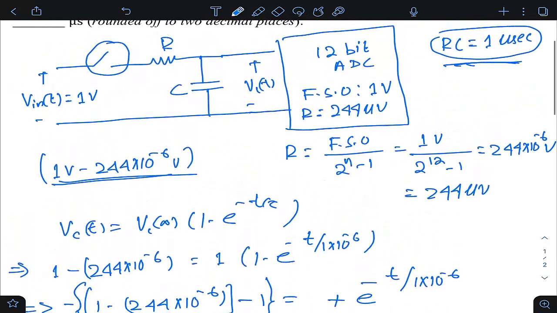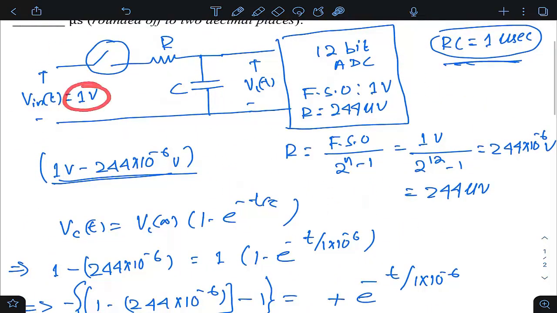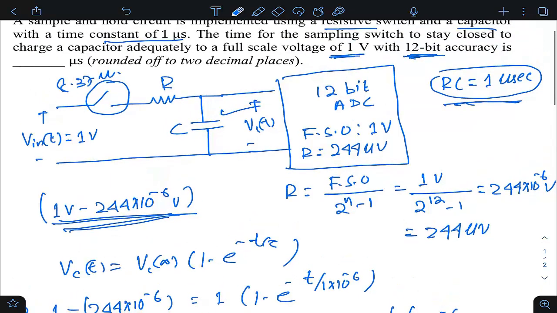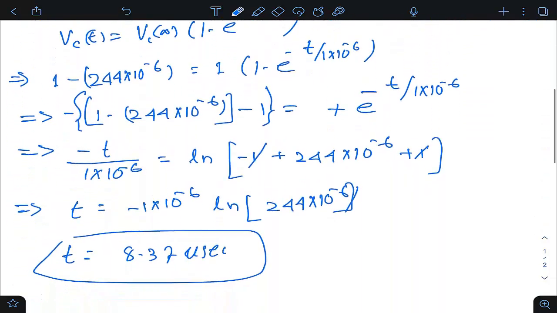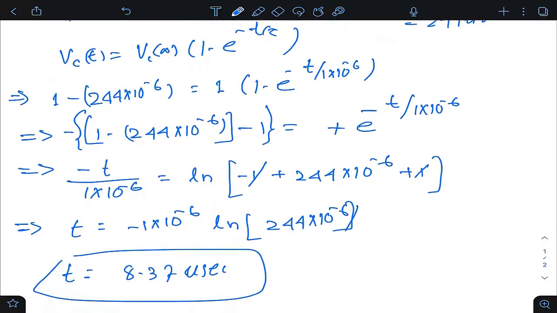That means if this supply voltage is 1 volt, and I close this switch for 8.37 microseconds, then this capacitor will be charged to this much voltage. That was asked. So the time for closing the switch is 8.37 microseconds. So the answer is 8.37 for this.